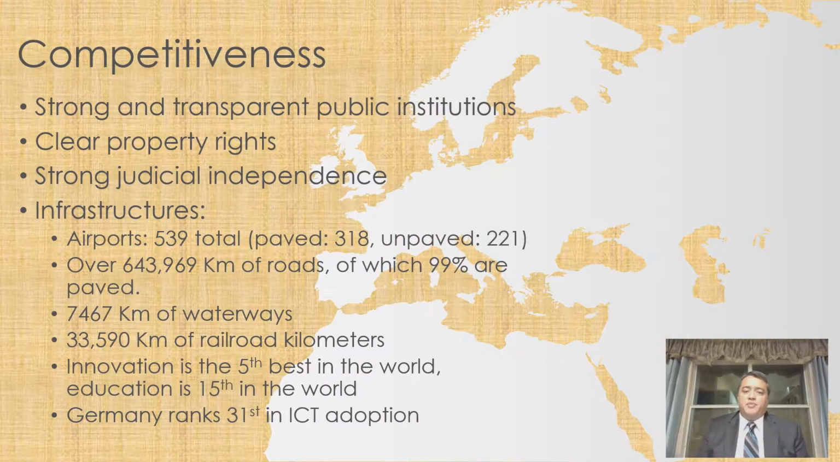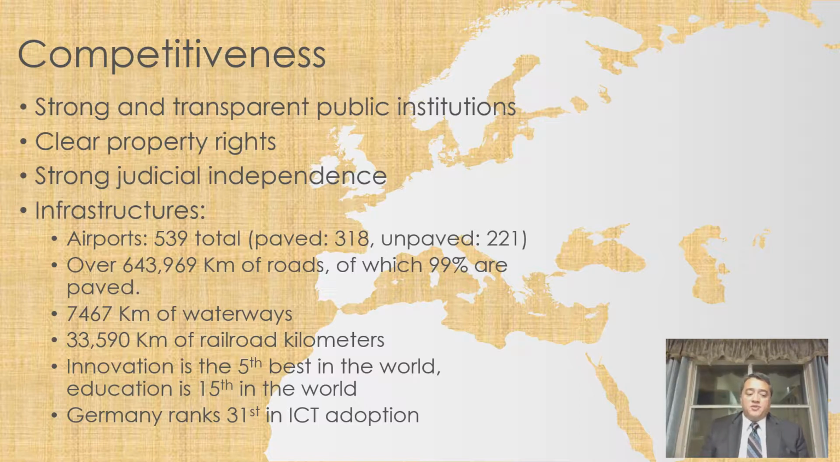Germany is one of the most competitive countries in the world. It boasts strong and transparent public institutions, clear property rights, and strong judicial independence. And among its infrastructures are 539 total airports, out of which 318 are paved and 221 are unpaved. Germany has over 644,000 kilometers of roads, out of which 99% are paved.